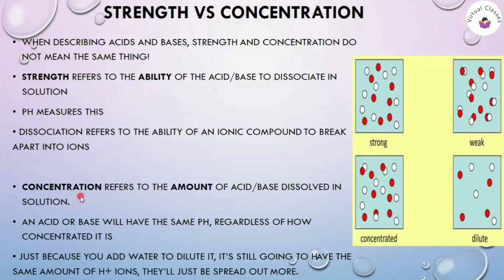Now let's come to the concentration. It refers to the amount of acid or base dissolved in a solution. Just because you add water to dilute it, it's still going to have the same amount of hydrogen ions, they'll just be spread out more. You can see here the acid is concentrated, that means it has more particles per unit volume, but here the same acid is diluted because it has fewer particles per unit volume.